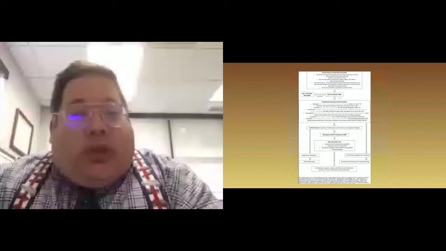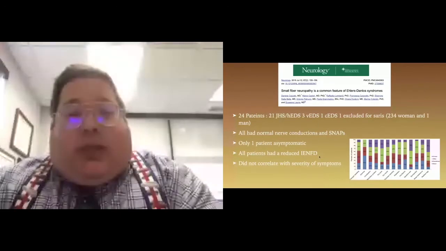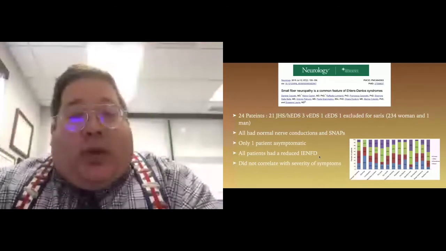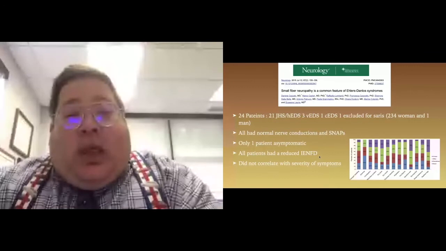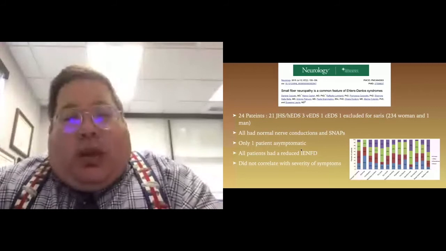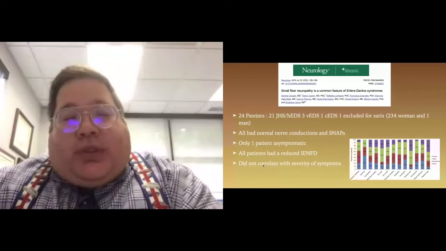Only one patient was asymptomatic, and all of the patients had reduced intraepidermal nerve fiber densities. So I think there was probably some selection bias in this, but it's certainly notable that all the patients came back positive. But I think it definitely tells us that it is prevalent in patients with EDS and Chiari, and it's something that certainly in patients who are symptomatic should be checked for. And the other interesting thing is that the level of nerve fiber density did not correlate with the severity of symptoms.